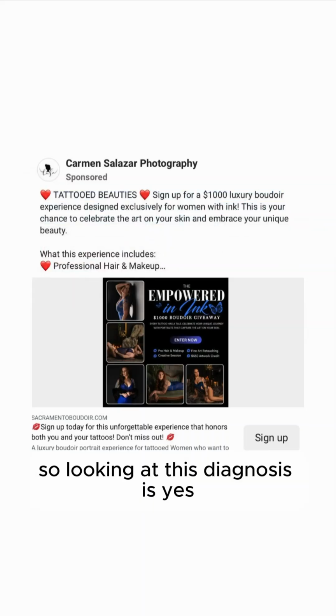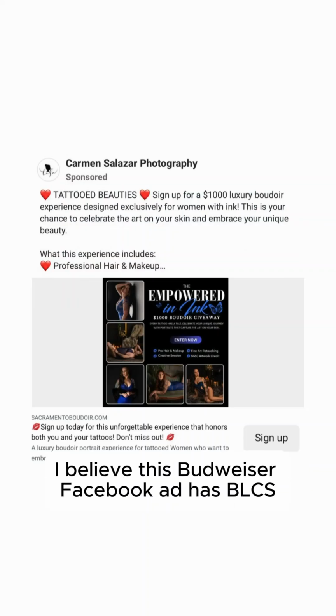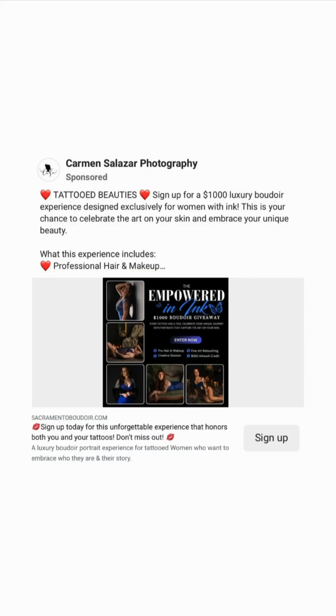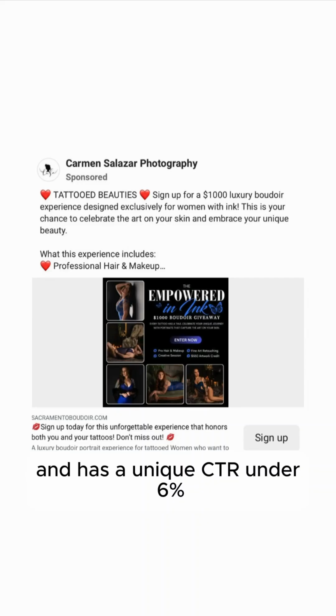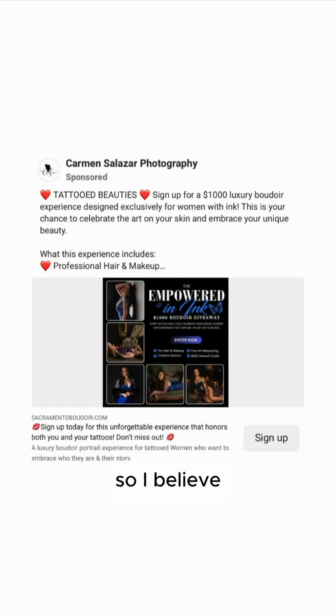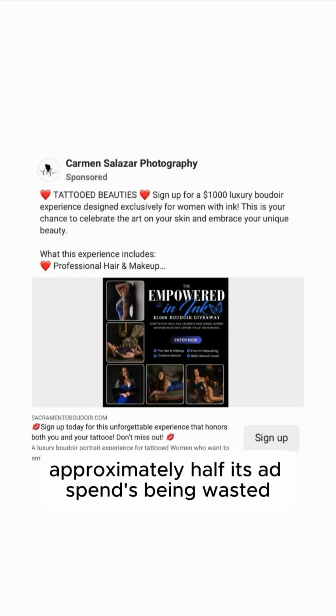So if you're looking at this, the diagnosis is yes, I believe this Boudoir Facebook ad has BLCS, aka Boudoir low click syndrome, and has a unique CTRL under 6%. So approximately half its ad spend is being wasted. So I believe approximately half its ad spend is being wasted every single month.